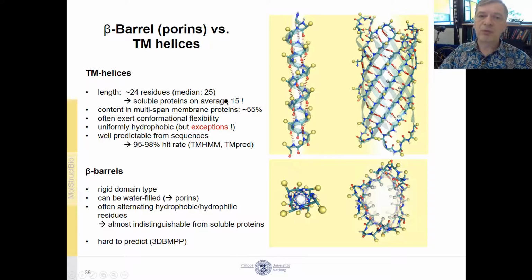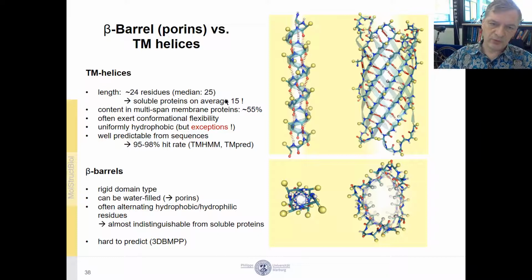Compare this with soluble proteins. When you have a soluble protein, the average length of an alpha helix is 15. So shorter. In general, they are shorter. That doesn't mean that we don't have very long helices in soluble proteins, sometimes very, very long alpha helices, but on average 15.